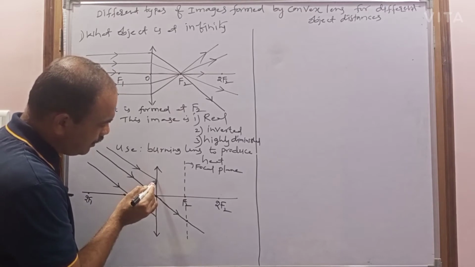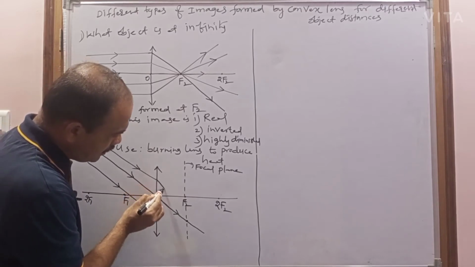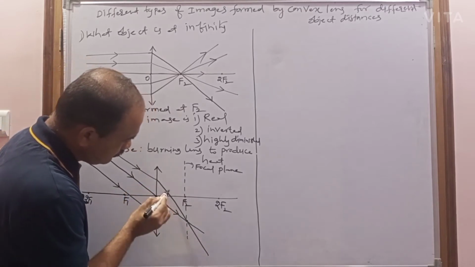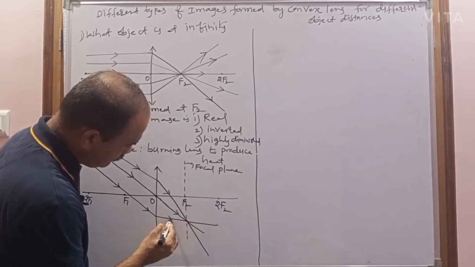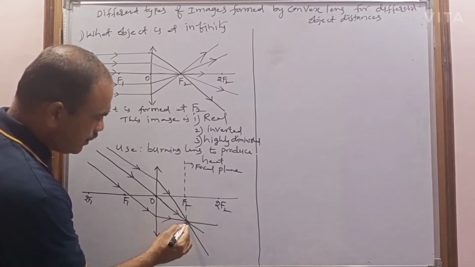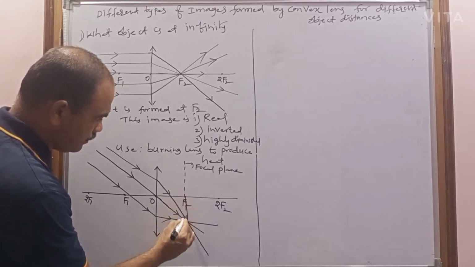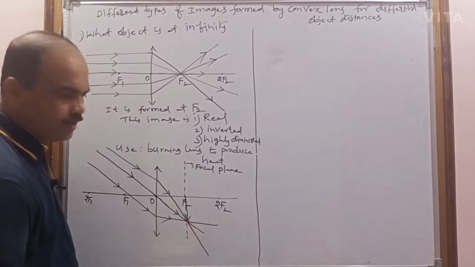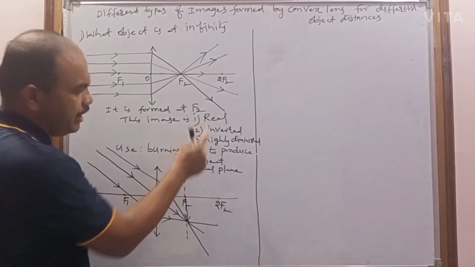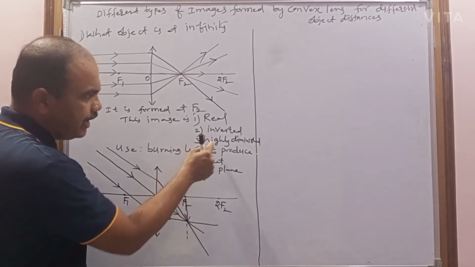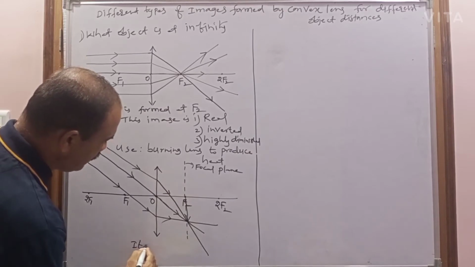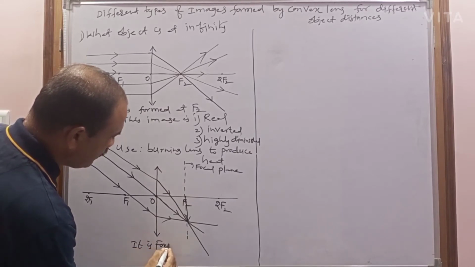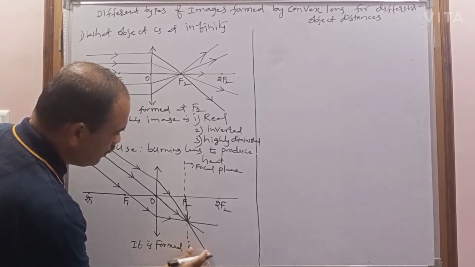So when we draw that, they also intersect here. Now here the image is formed. So which type of image? This is also real and inverted and highly diminished, but it is formed in the focal plane.